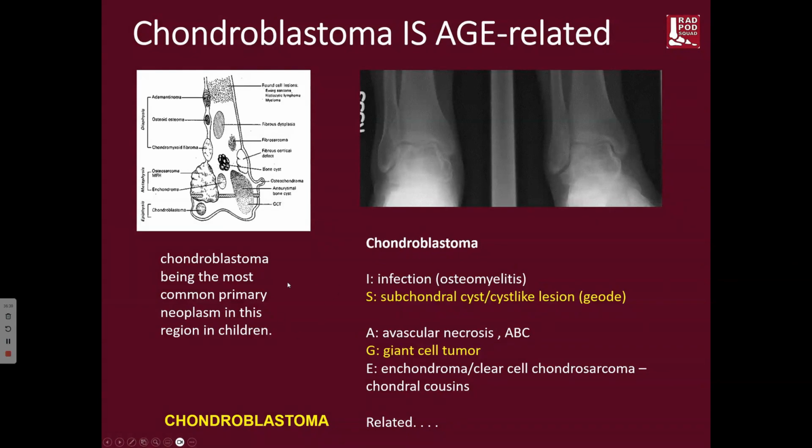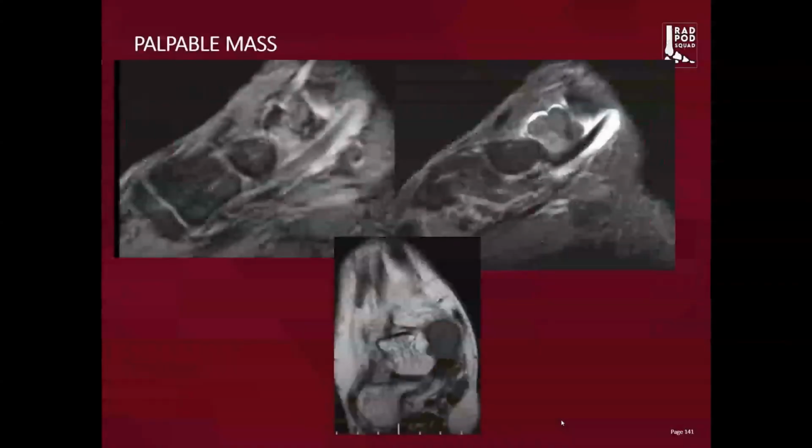And this is an important one because it's the most common primary neoplasm in this region in children. So when we see an end of bone lucent lesion in a child, oftentimes it's a chondroblastoma that will need surgical resection. Here's a patient who presents with a palpable mass at the medial ankle.